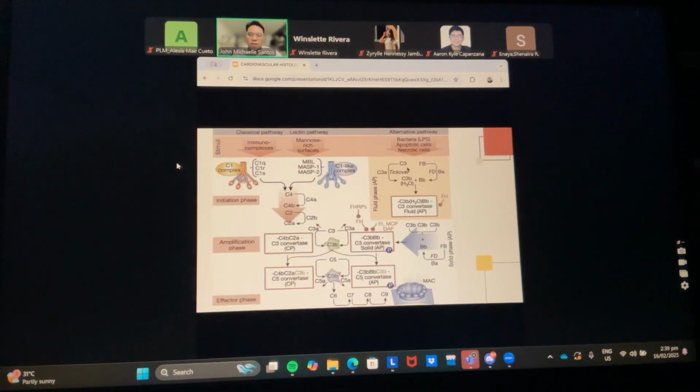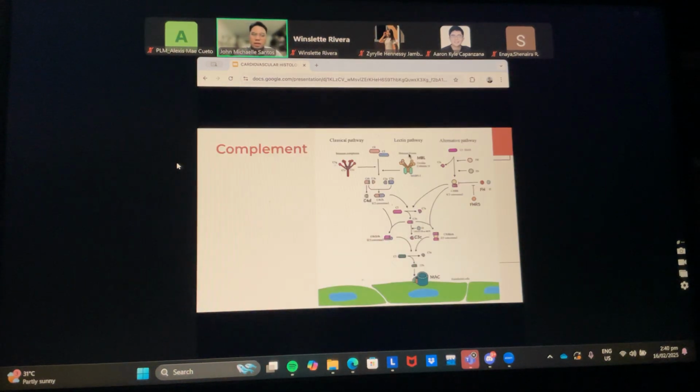But ultimately, they will converge. Your classical is your immunocomplexes, your lectin pathway is triggered by your mannose-rich surfaces na nasa surface ng bacteria, and then your alternative pathway, ano naman yung mga yan? Yung mga lipopolysaccharide ng bacteria, mga apoptotic cells, and your necrotic cells. So basically, kapag nagkaroon ng antigen-antibody reaction, natitrigger ngayon yung three pathways natin. Depende if it is the classical, lectin, or alternative.